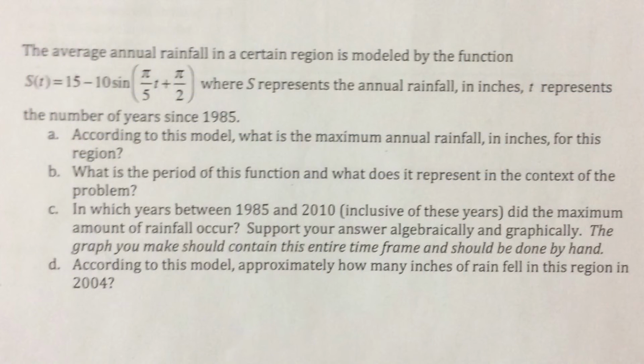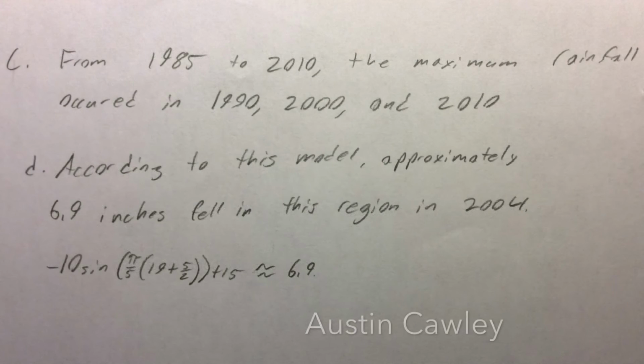Question D asks, according to this model, approximately how many inches of rain fell in this region in 2004? According to this model, approximately 6.9 inches of rain fell in this region in 2004.